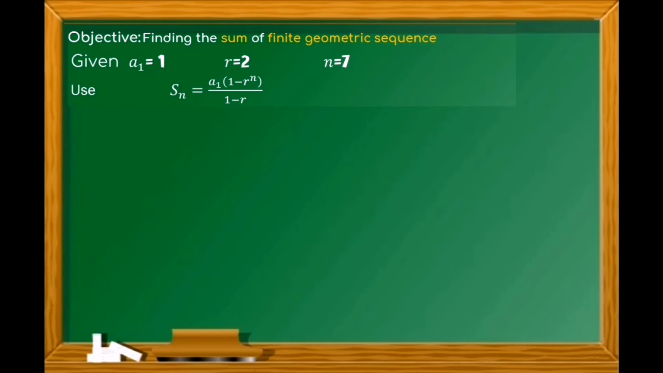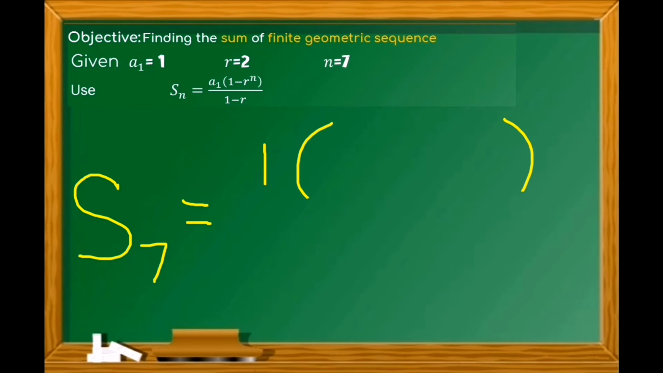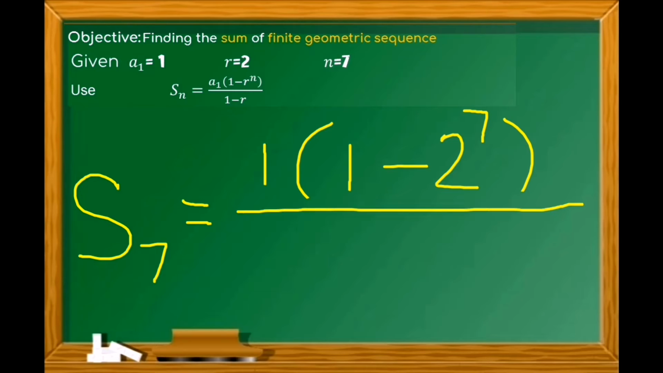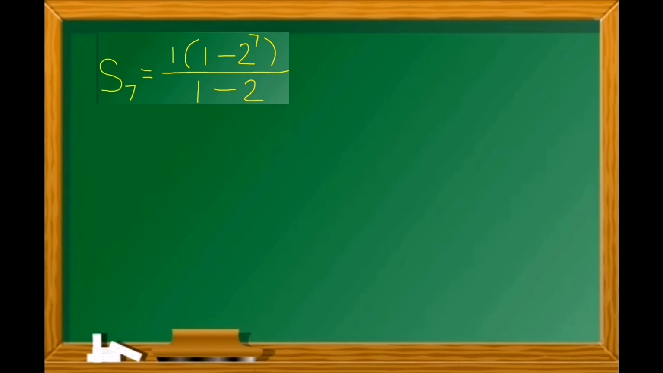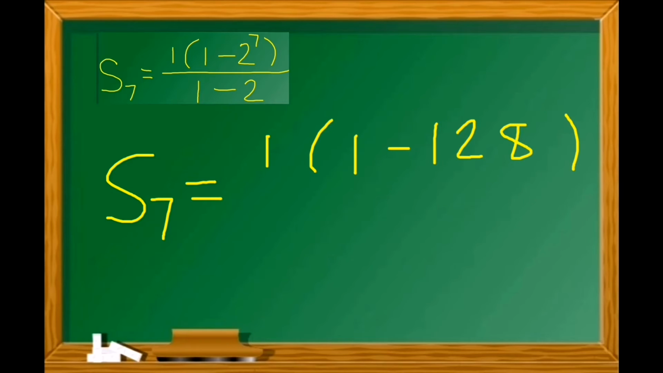Now we substitute the given values. S sub 7 is equal to the product of 1 and the quantity 1 minus 2 to the 7, divided by 1 minus 2. Remember, in answering the expression, follow the PEMDAS rule. Evaluate the inner part. S sub 7 is equal to the product of 1 and the quantity 1 minus 2 to the 7, which is equal to positive 128, divided by 1 minus 2.